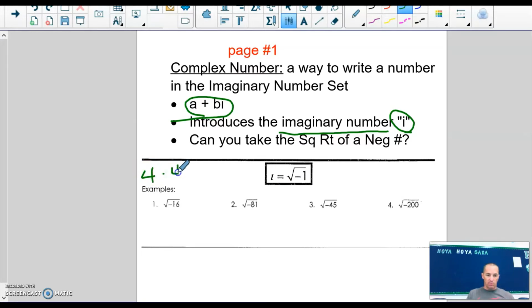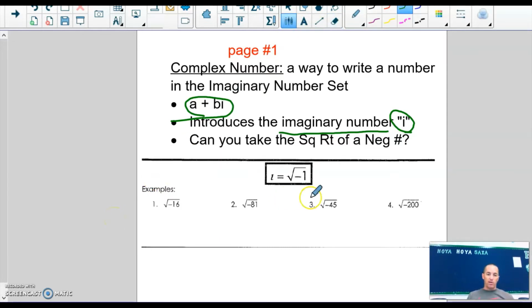If you use 4 times 4, you'll get a positive 16. And if you use a negative 4 times a negative 4, you still get positive 16. So what value times itself will give you a negative 16? Well, in the real number set, it doesn't exist. So we are introducing the imaginary number. Today, we learn exactly how to do that.